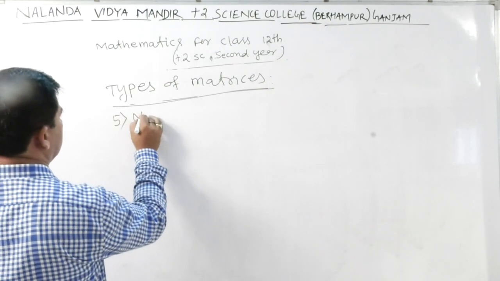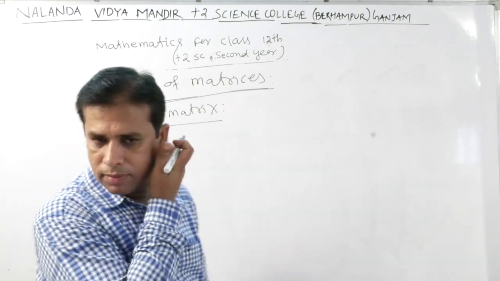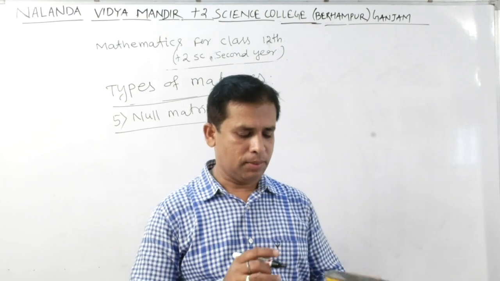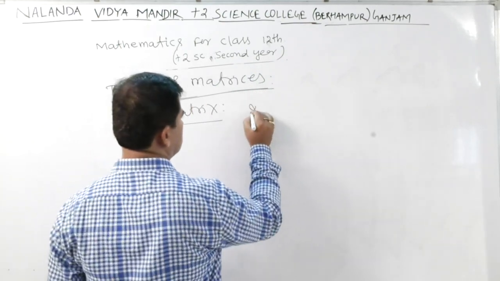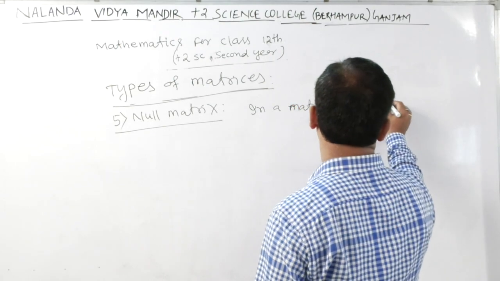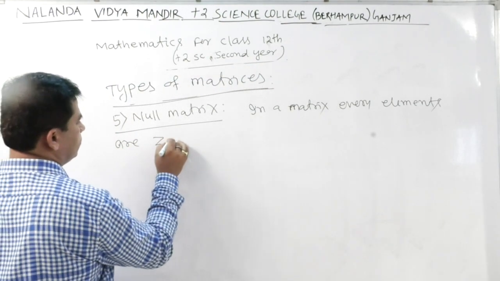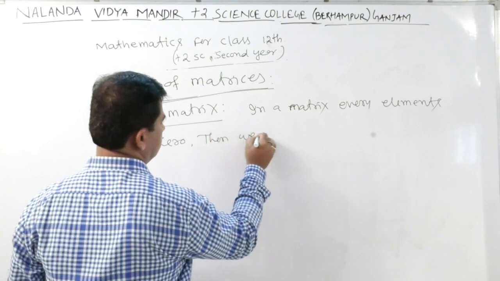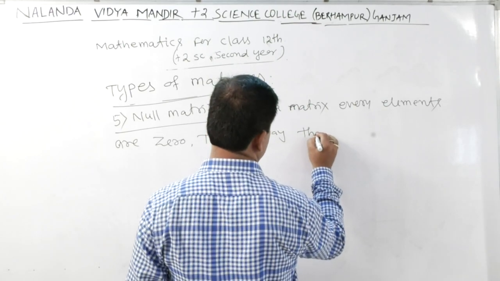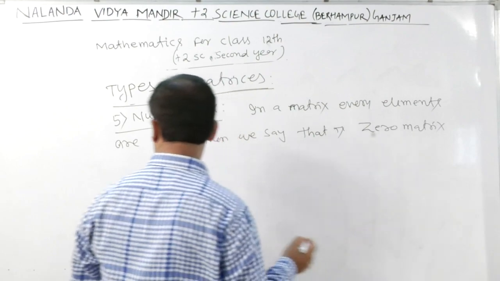Now, null matrix. Null matrix means in a matrix all elements are 0. If every element in a matrix is 0, then we say that is a zero matrix or null matrix.